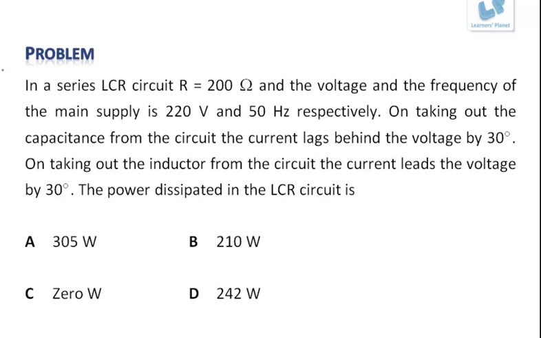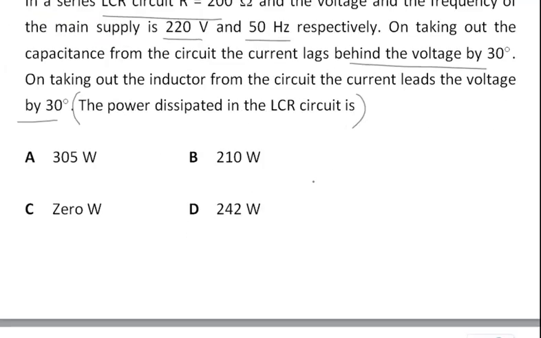Now let us look at the next problem. In a series LCR circuit with the resistance R equal to 200 ohm, and the voltage and frequency of the main supply is 220 volt and 50 hertz. On taking out the capacitance from the circuit, the current lags behind the voltage by 30 degree. On taking out the inductor from the circuit, the current leads the voltage by 30 degree. We have to find out the power dissipated in the LCR circuit.